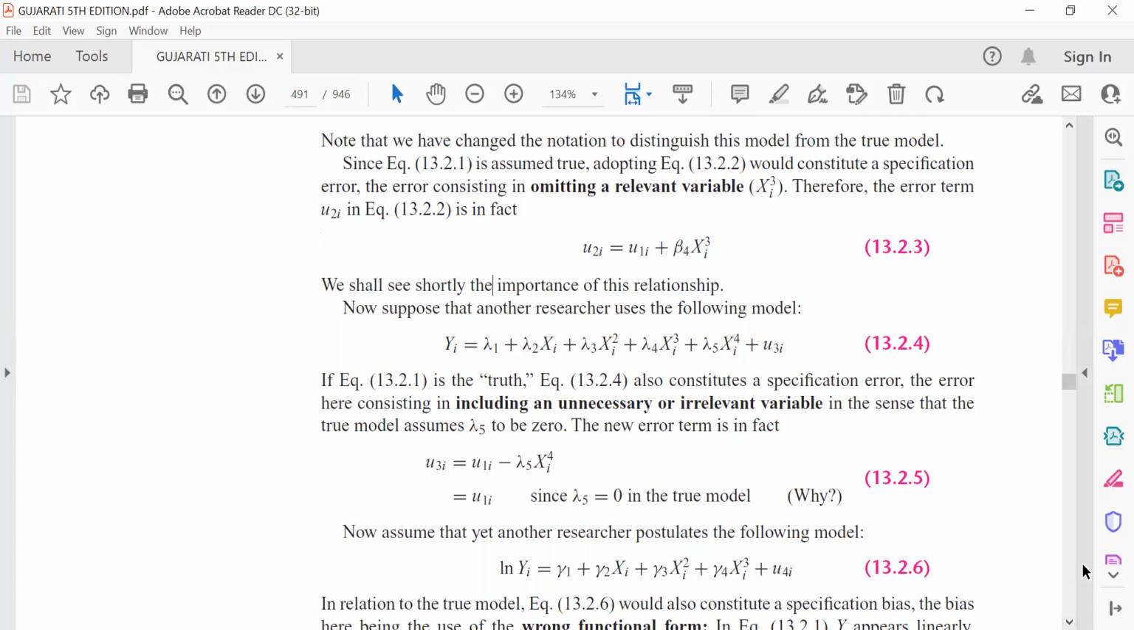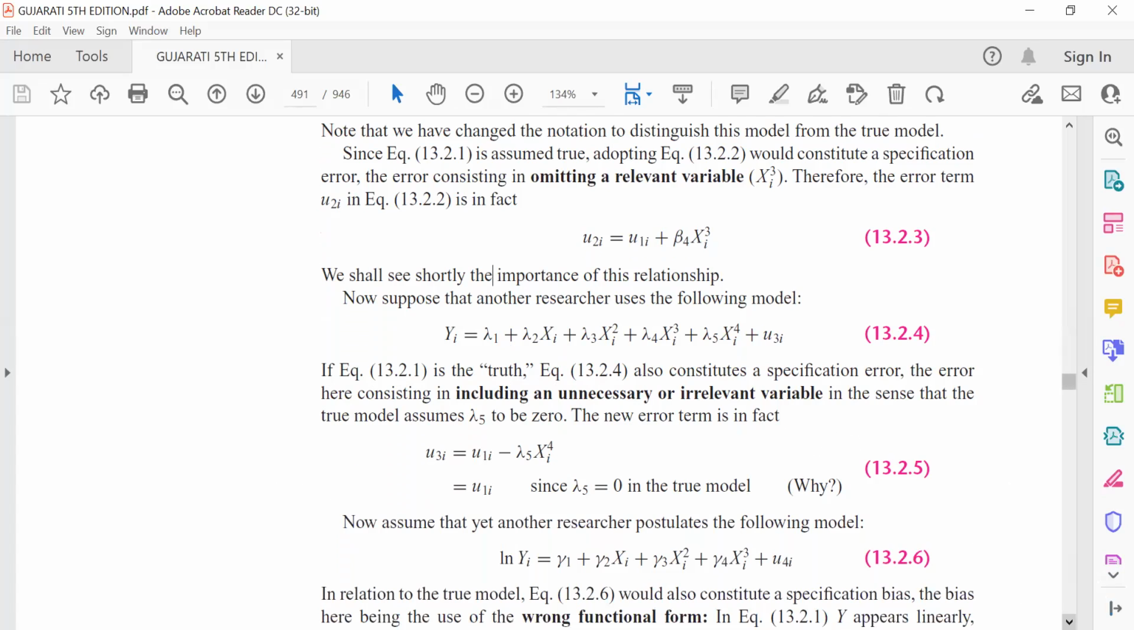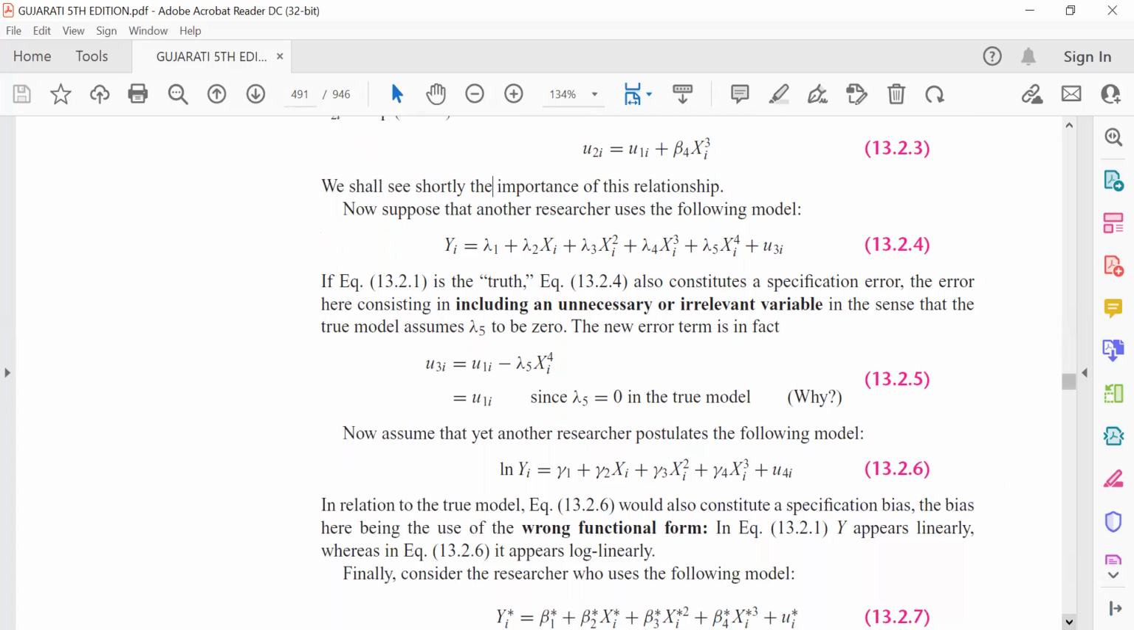Now assume that there is another model here, equation 13.2.6. In relation to the true model, 13.2.6 would also constitute a specification bias. The bias here is because of the wrong functional form. In equation 13.2.1, Y appears linearly; here it appears non-linearly.